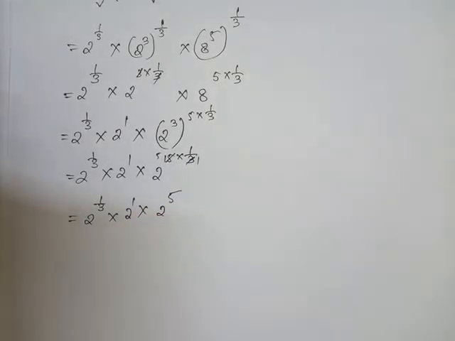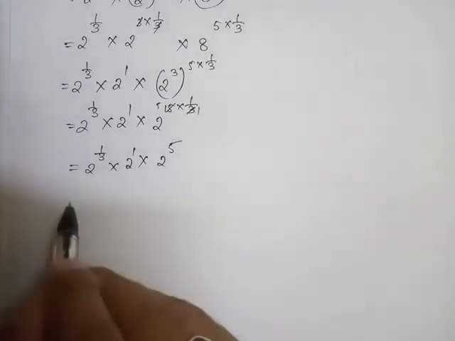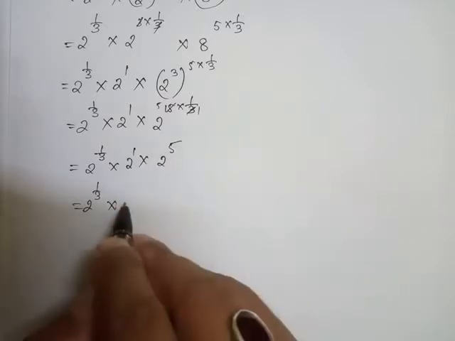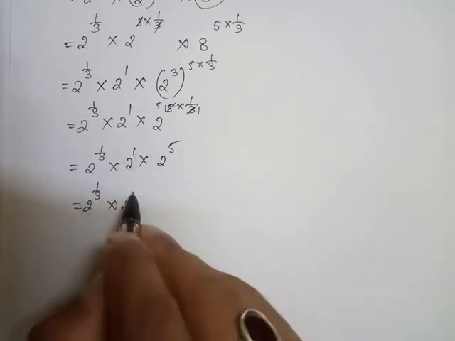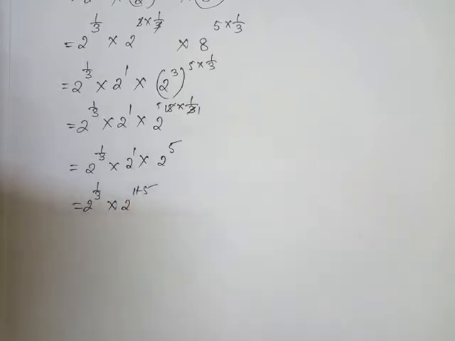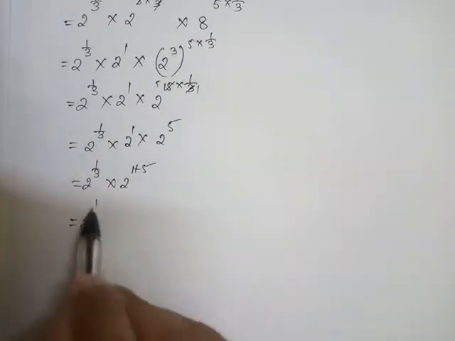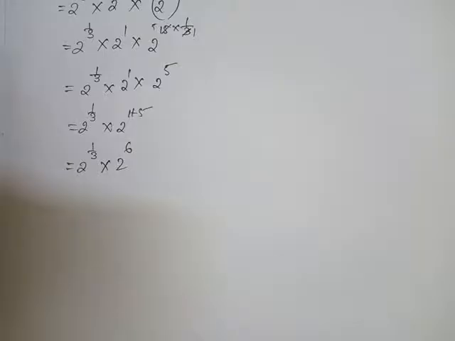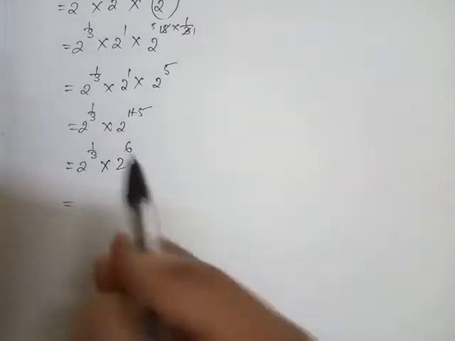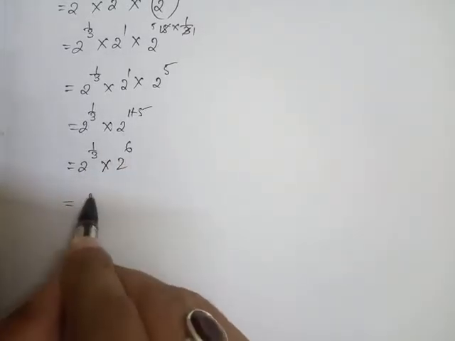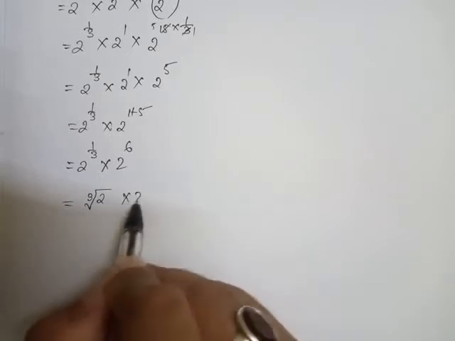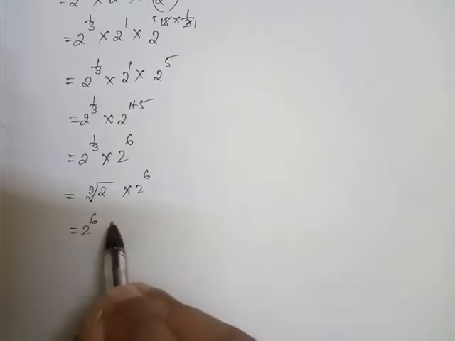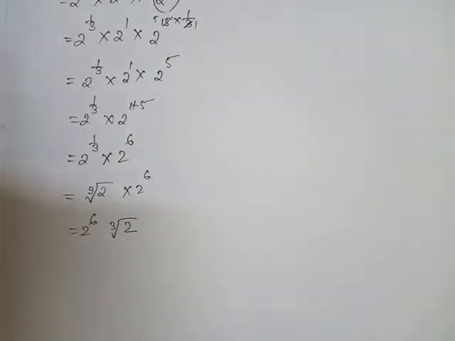Now next, students, 2 to the power 1 by 3 will remain the same, and the bases are the same, so the powers should be added: 2 to the power 1 plus 5, and then 2 to the power 1 by 3 into 2 to the power 6. Now this 2 to the power 1 by 3 can be written as cube root of 2 into 2 to the power 6, or in the last line we can write 2 to the power 6 cube root of 2. This is the answer of the first question.